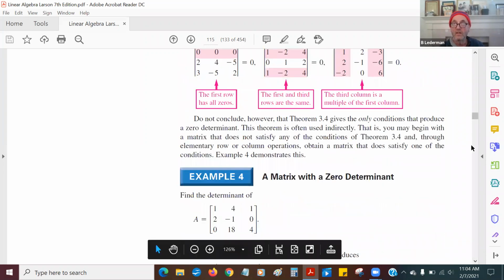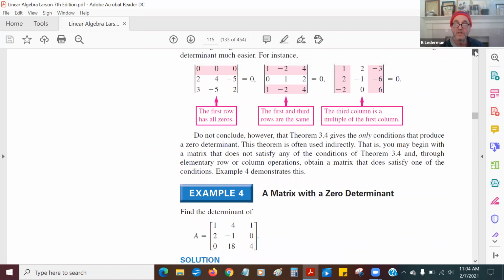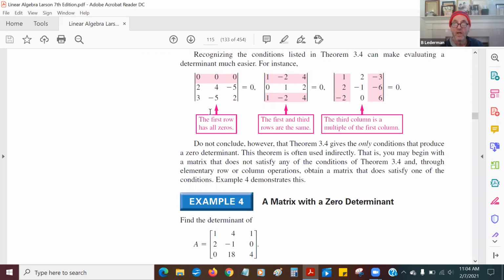Okay. Anyway, here are just 3 examples. Here we have a matrix with all zeros in one row, determinant is 0. Here we have a matrix where I have 2 rows that are the same, determinant is 0. Here I have a matrix with 2 columns that are multiples of each other, because if you notice, the third column is -3 times the first column, because -3 times 1 is -3, -3 times 2 is -6, and -3 times -2 is +6. So again, these are just great examples.